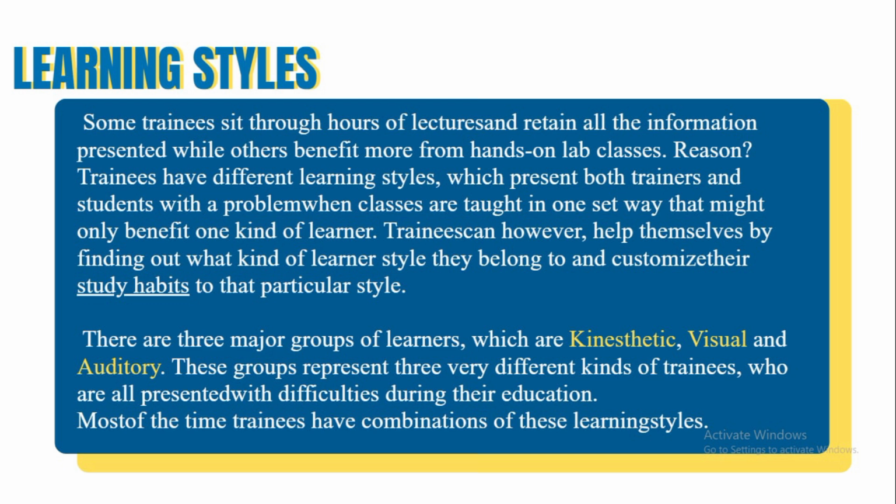So there are three major groups of learners, which are the kinesthetic, visual, and auditory. These groups represent three very different kinds of trainees who are all presented with difficulties during their education. Most of the time, trainees have combinations of these learning styles.